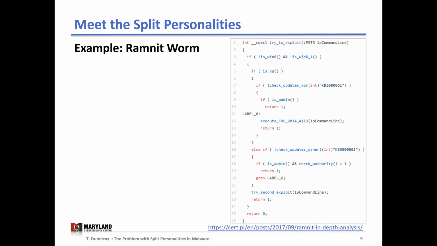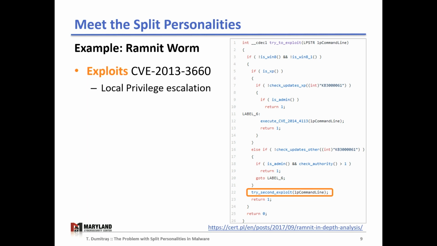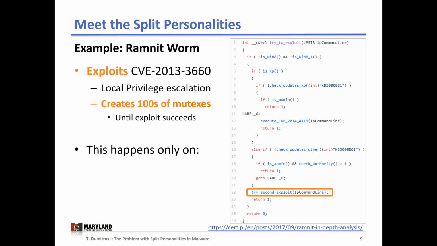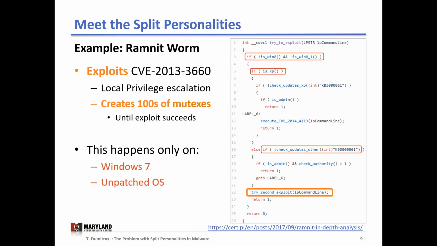So now, to put this in more concrete terms, let's take a look at an example. Here on this slide, you have a portion of the pseudocode for the Ramnit worm. And one of the things that this worm does is that it tries to exploit a certain vulnerability. This is on line 22 here, with the aim of achieving privilege escalation. Now, when the exploit executes, this results in the creation of hundreds of Windows mutexes until the exploit succeeds. However, this only happens on Windows 7, on hosts that have not been patched, and when the worm is run in non-admin mode.